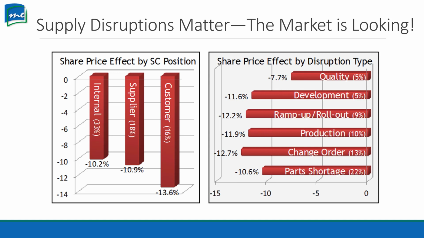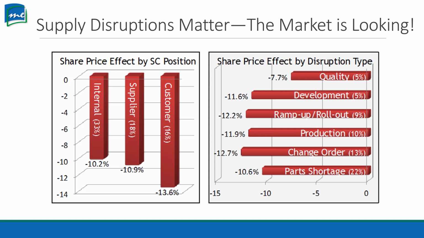So let's say this is your company. An internal supply chain issue for your company, you'll see your company drop about 10.2%. If it's your supplier that has a problem, you'll see your company's share price drop by 10.9%. However, if it's on the customer side, which is probably the worst place for it to happen, which happens about 16% of the time, you'll see the company's share price drop about 13.6%. So none of these are acceptable, and you should be able to effectively manage this risk.